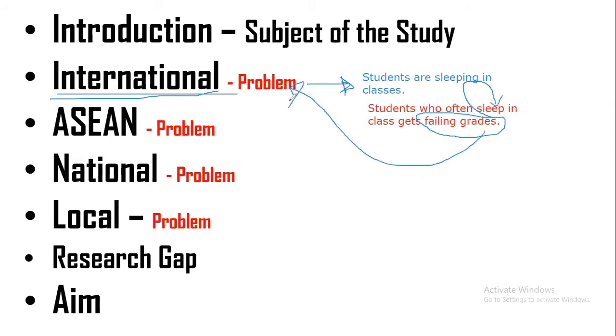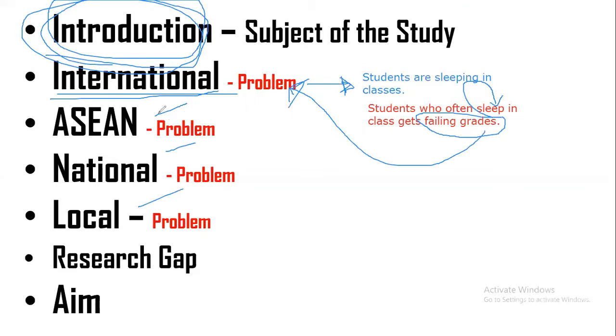So do not put here, in the international, ASEAN, national, and local parts, any factual information that is not a problem. Because if you are just going to put factual information, you are creating an introduction and not the international, ASEAN, national, and local scope of the problem.